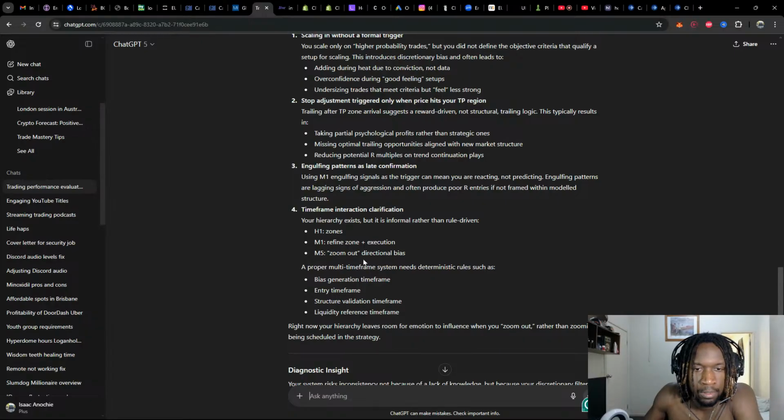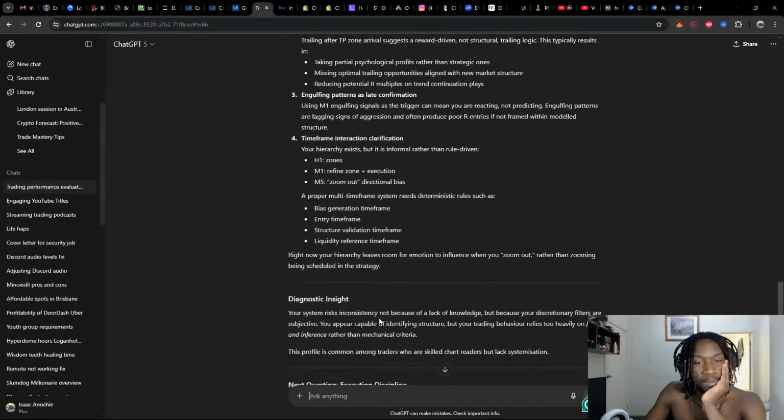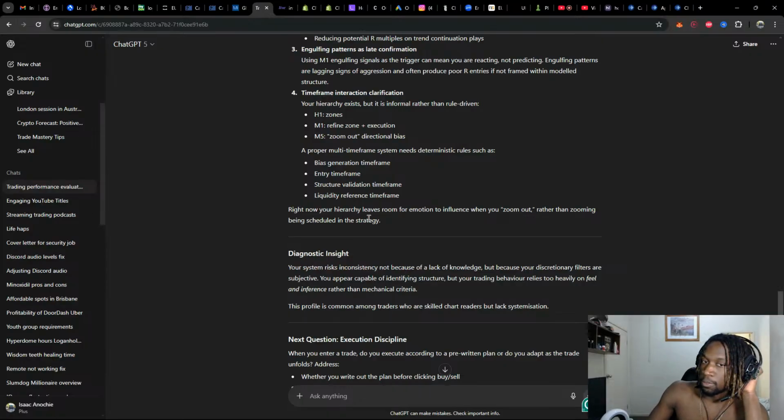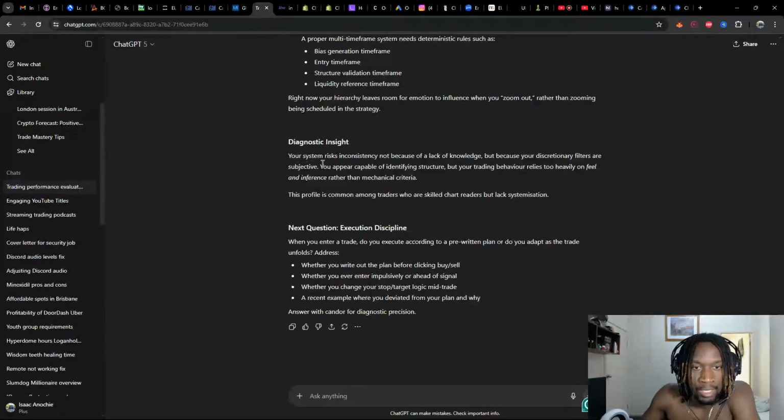Zones. A multi-frame system needs deterministic rules such as bias generation time frame, entry time frame, structure validation time frame, liquidity reference time frame. Right now, your hierarchy leaves room for emotion to influence you when you zoom out. Diagnostic insight: your system risks inconsistency not because of lack of knowledge, but because your discretionary filters are subjective. You appear capable of identifying structure, but your trading behavior relies too heavily on feel and intuition rather than mechanical rules.